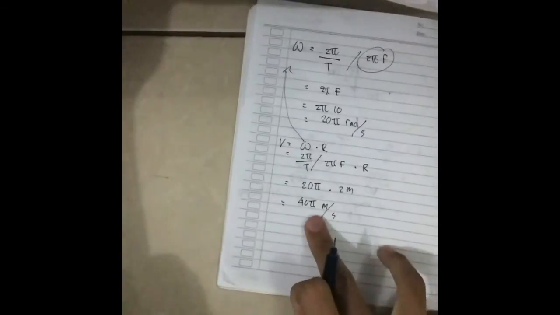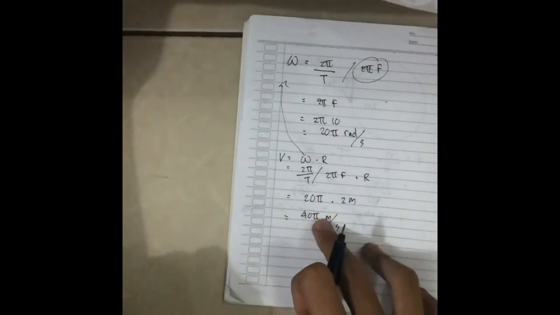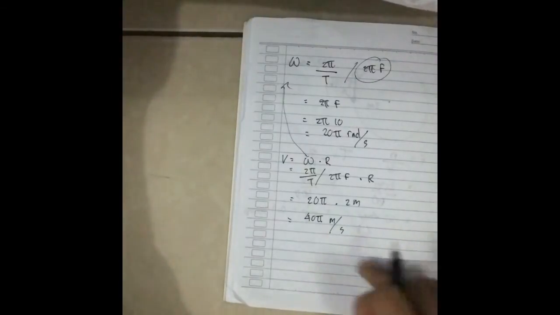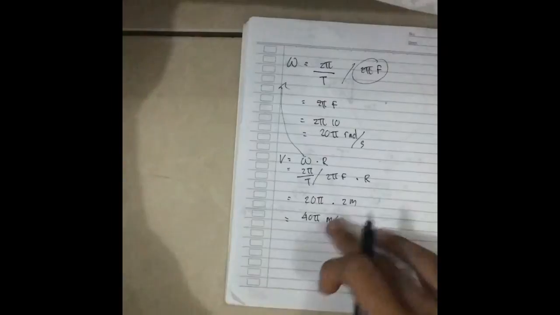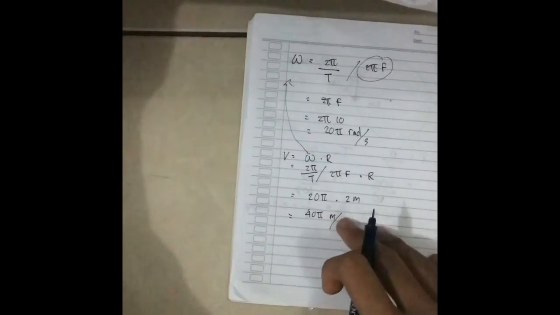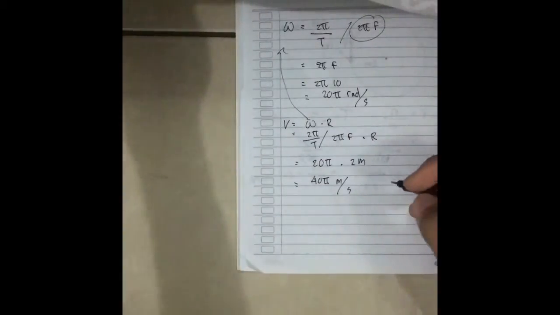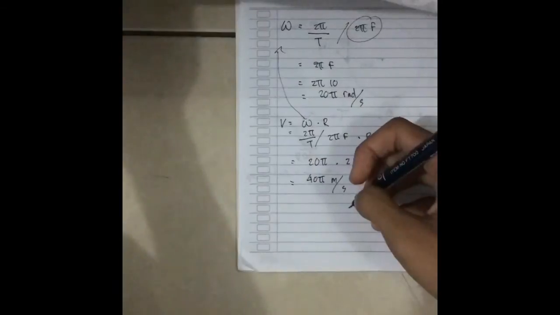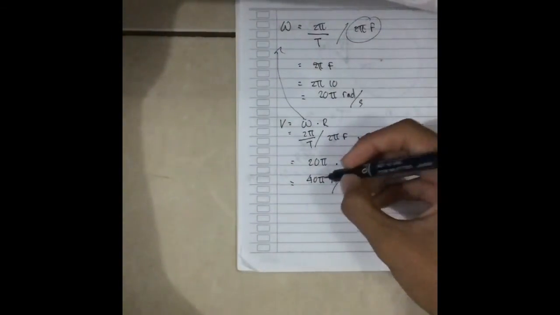Why do I stay with pi? Because pi is really hard to work with. It's gonna be really long. The decimals are so many, so I just keep it with pi to make it simple. It's gonna look really busy if I work out the pi, so I'm gonna stay with this. So the velocity is gonna be 40 pi meter a second.